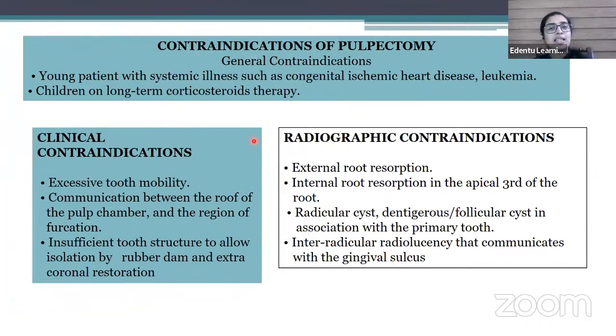Heading on into the contraindications of pulpectomy, general is that a young patient with systemic illness is a contraindication. Children on long-term corticosteroid therapy is also a contraindication. Starting with the clinical contraindications: excessive tooth mobility, communication between the roof of the pulp chamber and the region of the furcation, insufficient tooth structure to allow isolation by rubber dam and extracoronal restoration. Talking about the radiographic contraindications, we have the external root resorption, internal root resorption in the apical third, and in situations where we see the radicular cyst, dentigerous cyst, etc., and then the interradicular radiolucency that communicates with the gingival sulcus. Okay, so just have an idea regarding each of these.